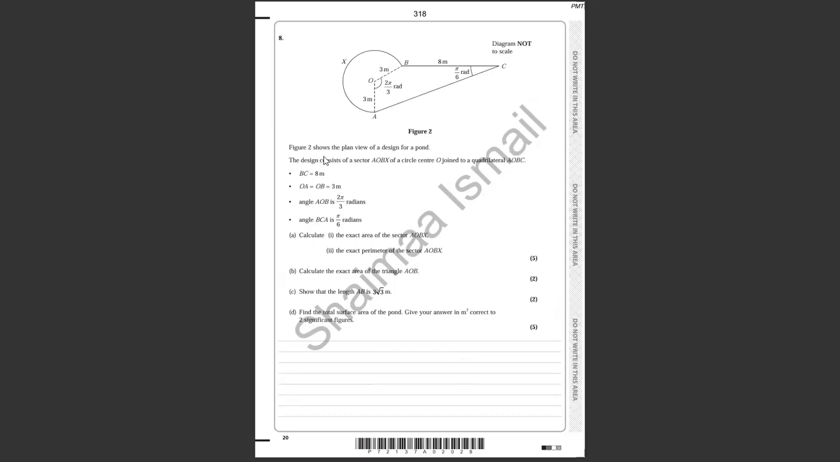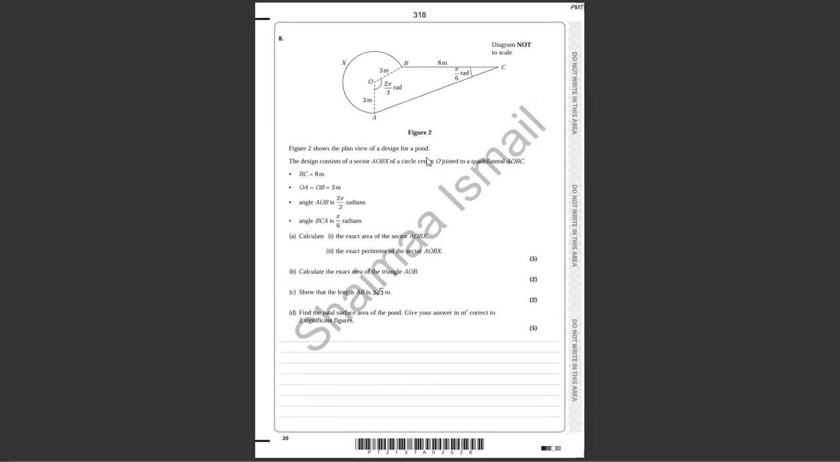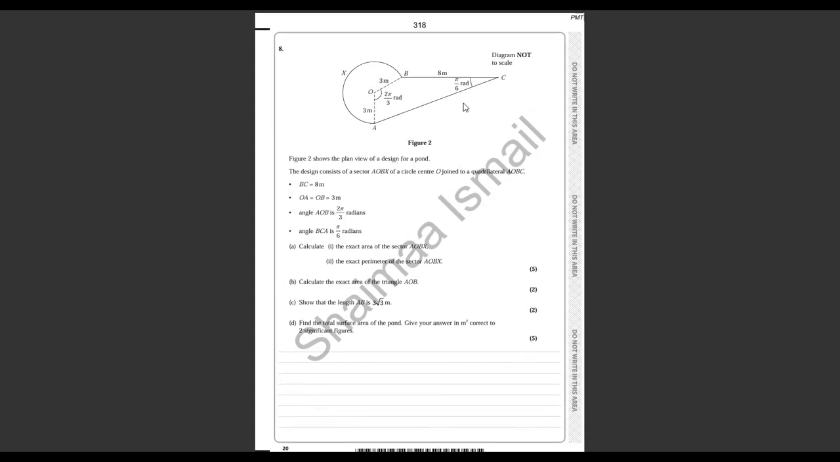Okay, here figure 2 shows the plane view of a design for a bond. Okay, so that's a bond. And if I want to analyze it, figure 2 shows the plane view of a design for a bond. The design consists of a sector, A, O, B, X, and that is a sector.